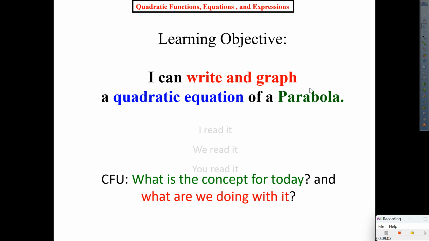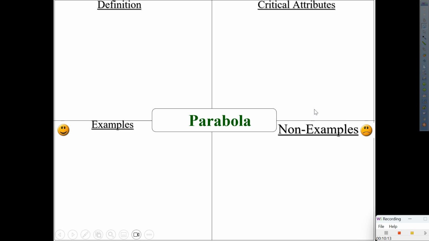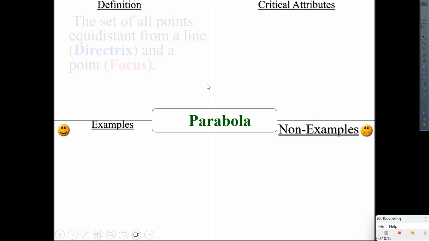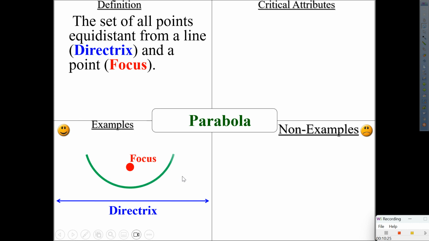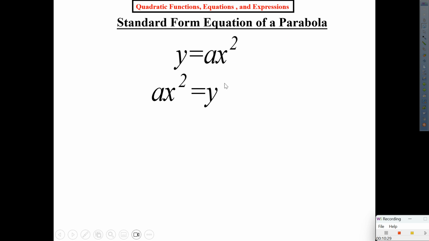How is a parabola made? He said, a set of points equidistant from a line known as the directrix, and what else? The focus. We've been using those too. Okay? And there's a parabola. Thank you. And from there, we talked about how we got this equation.